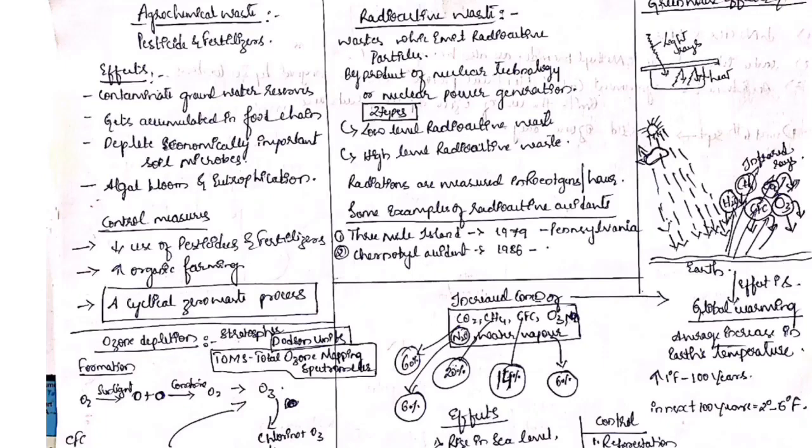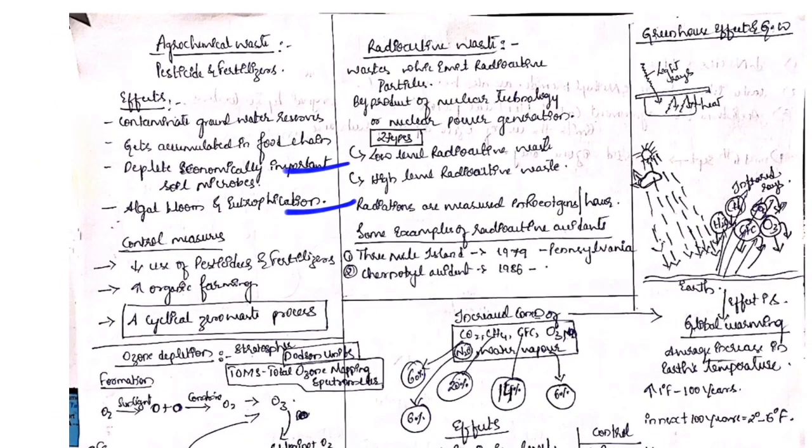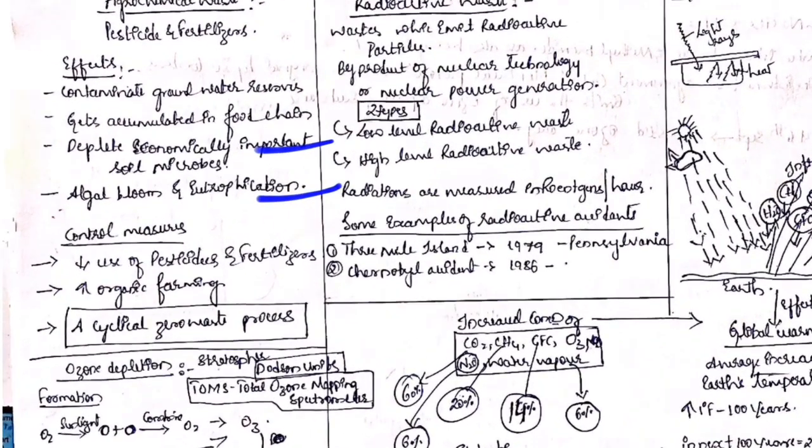The next one is that they get accumulated in the food chain, which is nothing but biomagnification. Next is depletion of economically important soil microbes. Many important soil microbes are present within the soil, and they are getting depleted due to the use of fertilizers or pesticides. Next is algal bloom and eutrophication due to the excess passage of nutrients. The control measures for agrochemical waste are the judicious use of pesticides and fertilizers, and the next one is turning towards organic farming.